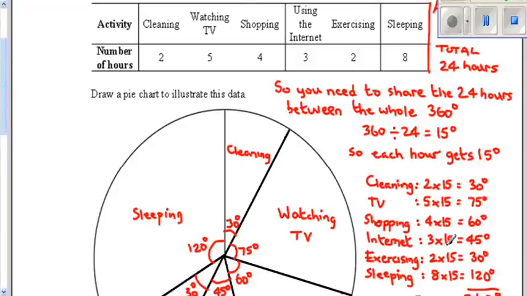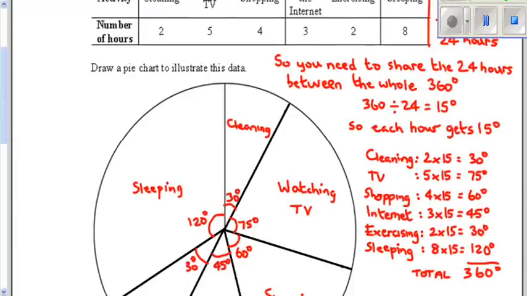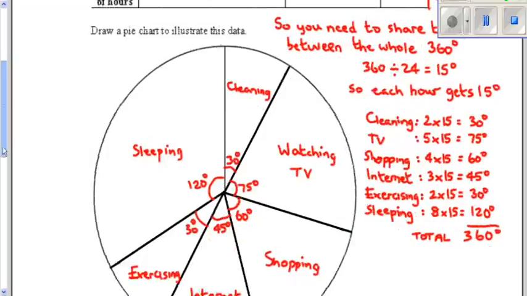Using the internet, 3 hours. 3 times 15 is 45. Exercising, 2 hours times 15 is 30. And finally, sleeping is 8 hours times 15 is 120. And when you add up all your angles, a useful check is adding those all up, because they should add up to 360 degrees, the complete circle of the pie chart.